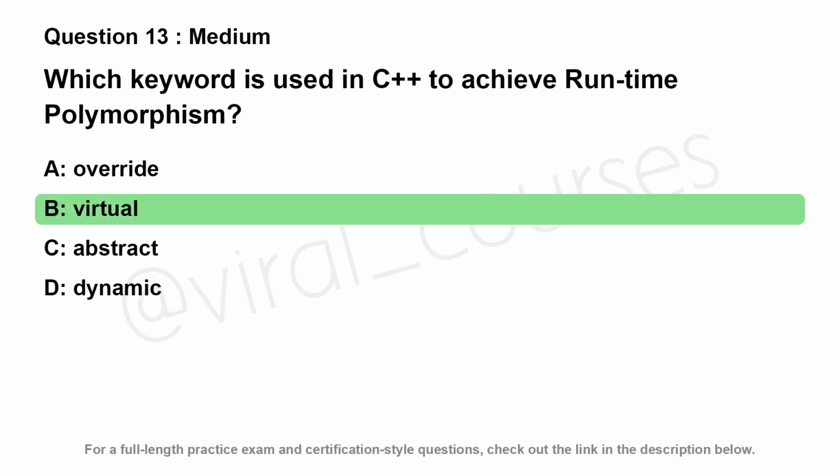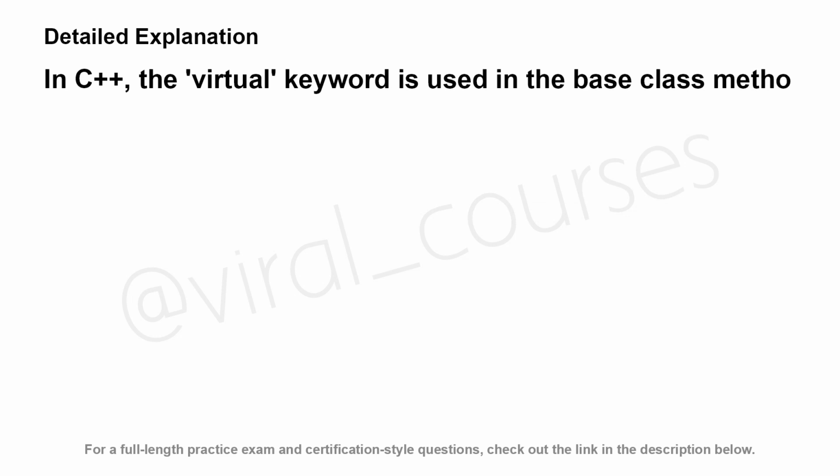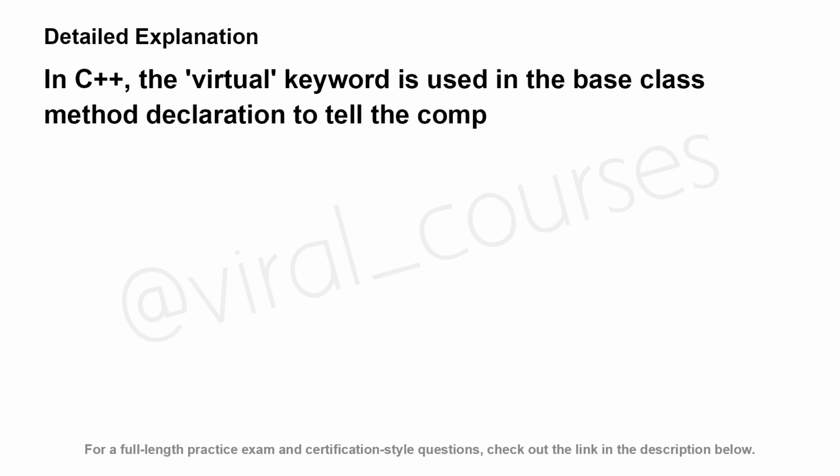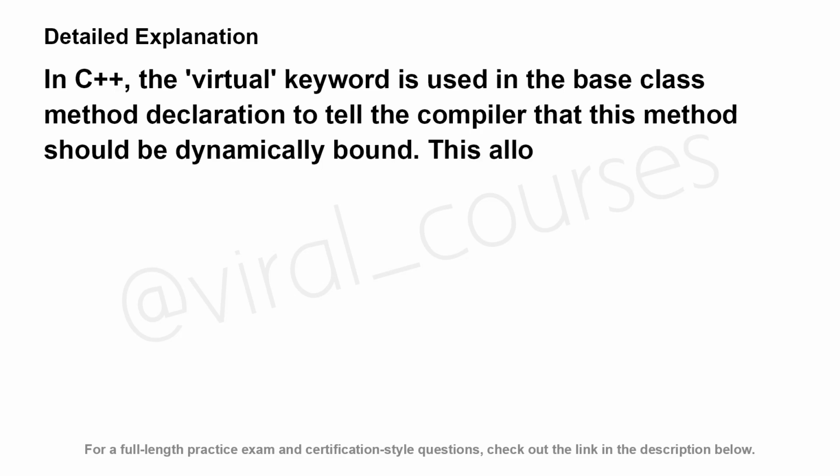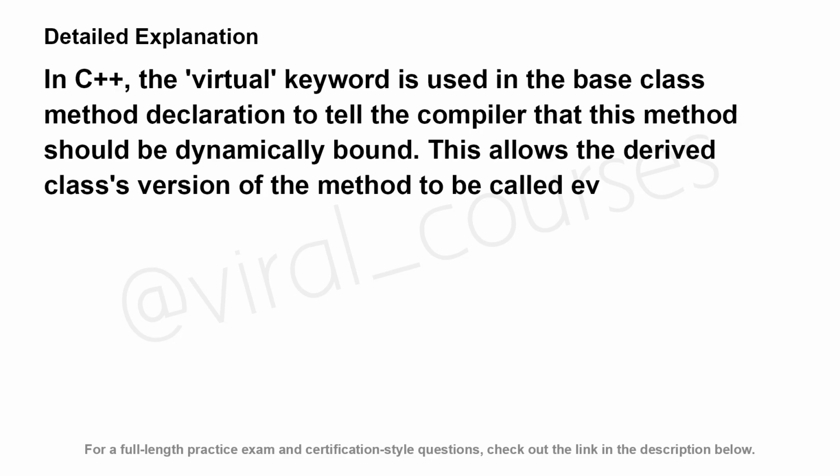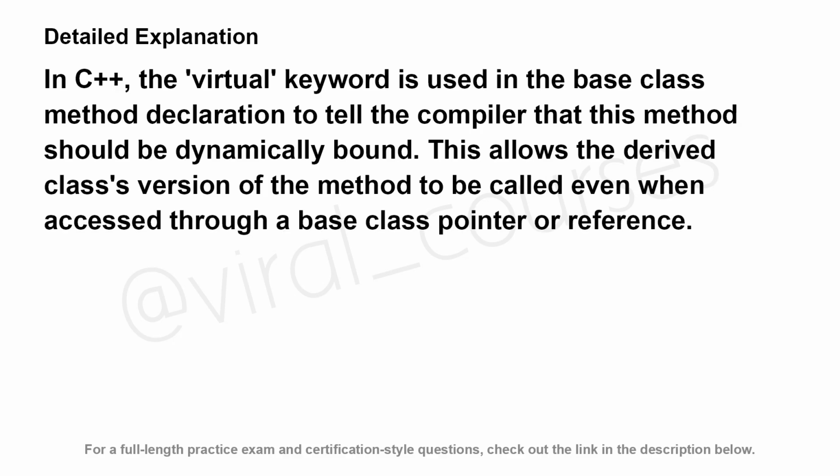The correct answer is B. In C++, the virtual keyword is used in the base class method declaration to tell the compiler that this method should be dynamically bound. This allows the derived class's version of the method to be called even when accessed through a base class pointer or reference.